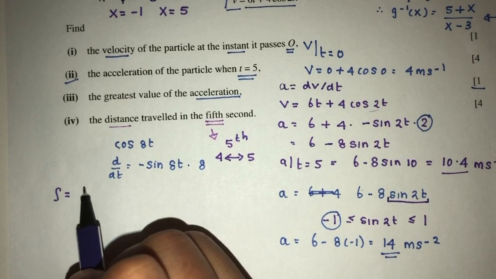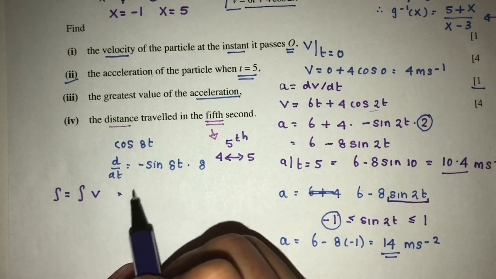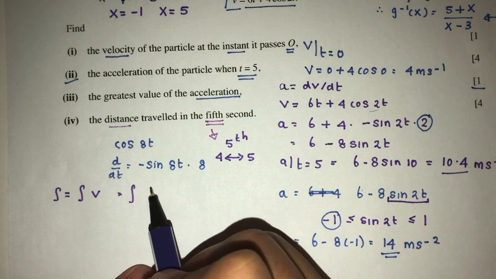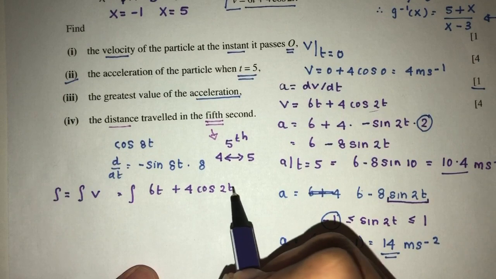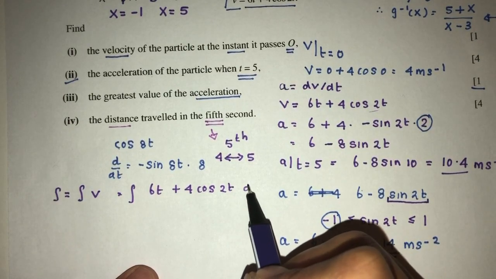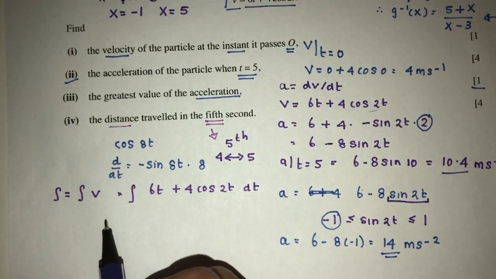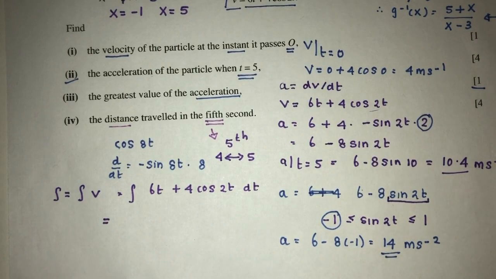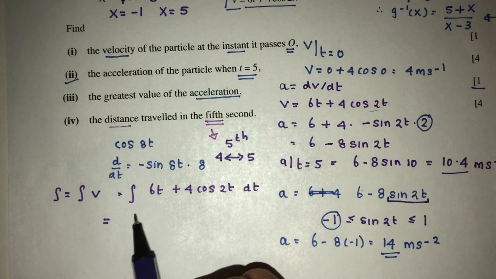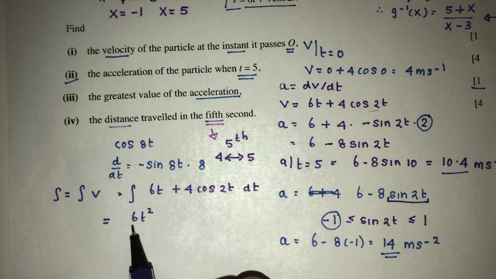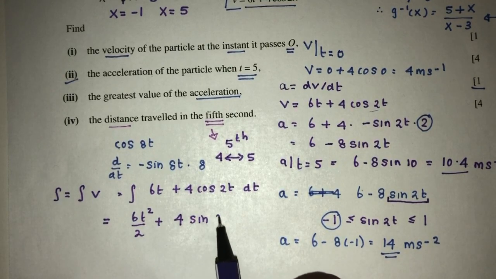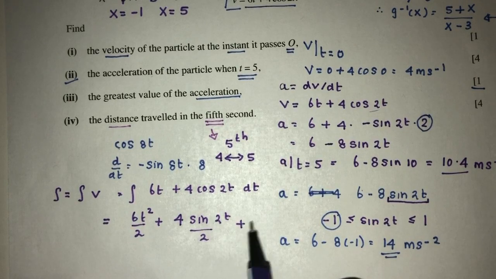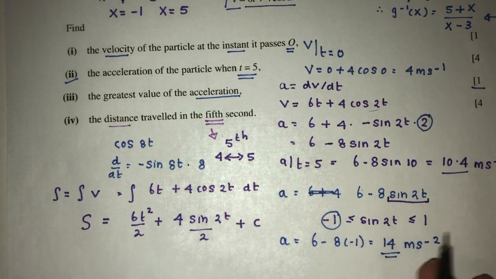It is equal to integration of v. That will be integrate v, we have 6t plus 4 cos 2t dt. Obviously we have to use limits here if you want to, but no big deal. Let's see what do we have. So here we have 6t squared over 2 plus 4 sine 2t over 2 plus c. That will be s, which is your displacement.